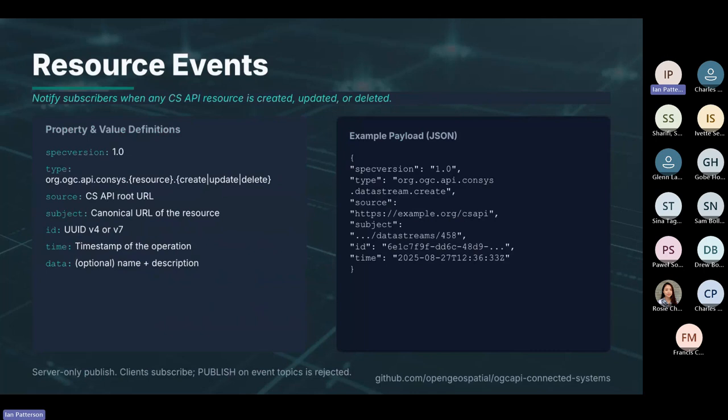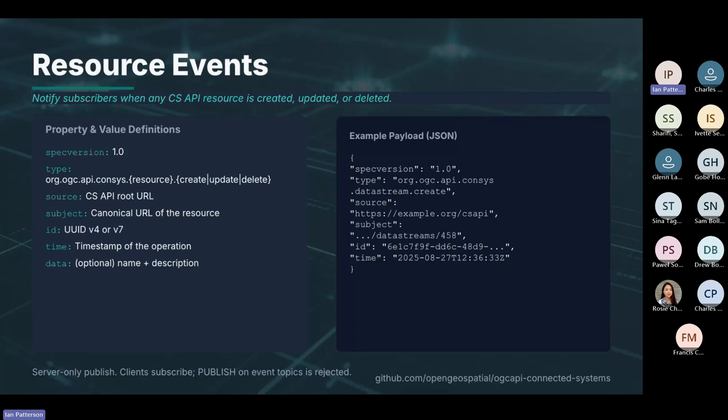So a little bit more in depth on what a resource event is going to look like. The left side here is the text definition with an example payload on the right. You can see that they have which version of the cloud event spec they are associated with, and what the type of event is. So we're using the org.ogc.api.consys package path essentially to delineate what these are. Then you can see this is a data stream event, and a data stream was created.